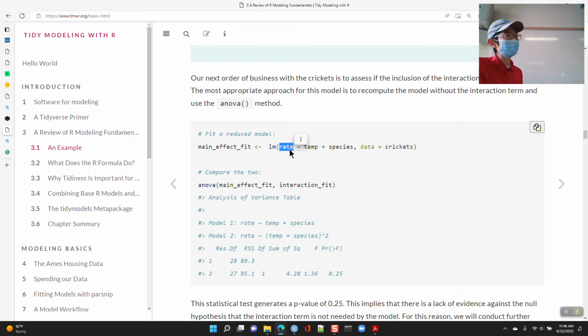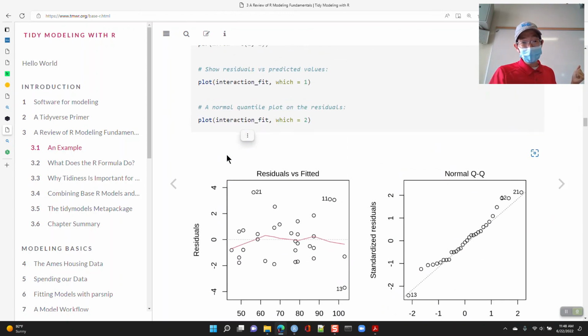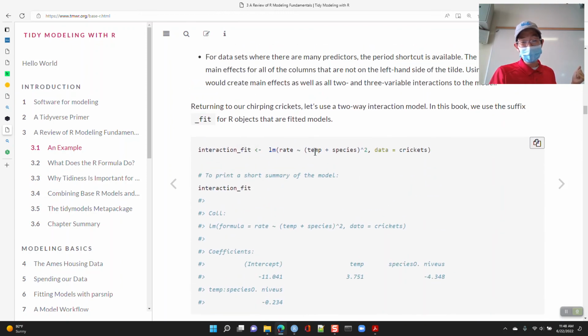It chirps at night, and basically when it's warmer they chirp more, and when it's colder they chirp less, okay? And certain species of crickets will chirp more than other species. So we're going to ask, what is the rate of cricket chirping as it relates to temperature and species? And this is one model that gets fit. The full model looks at temperature and species plus the interaction of temperature and species, okay?